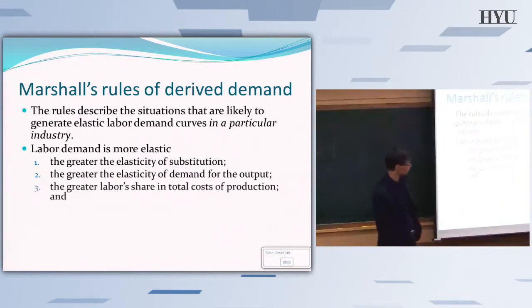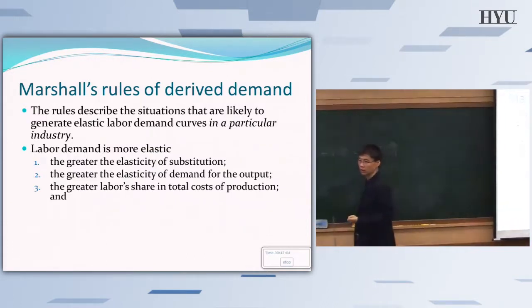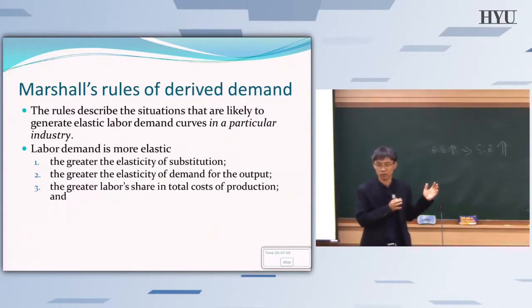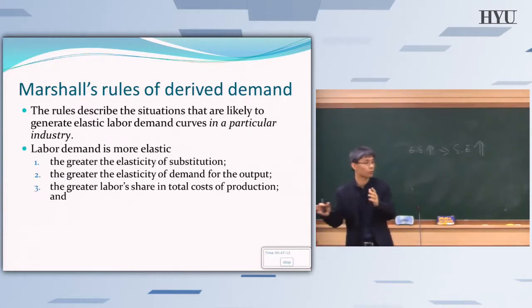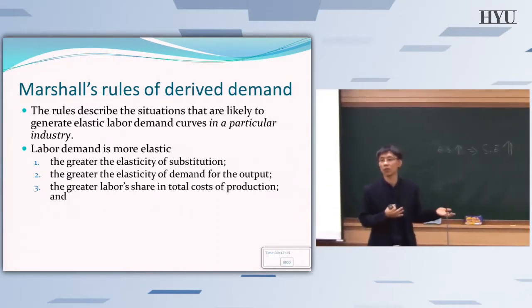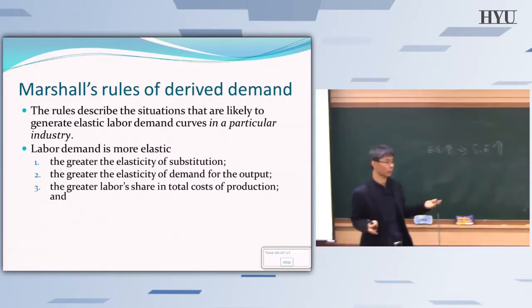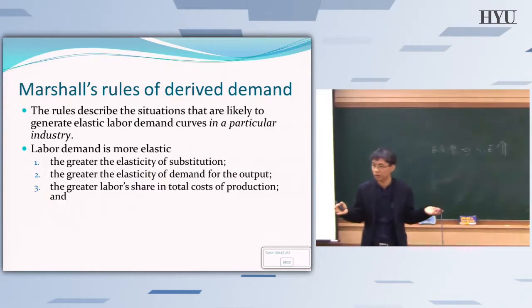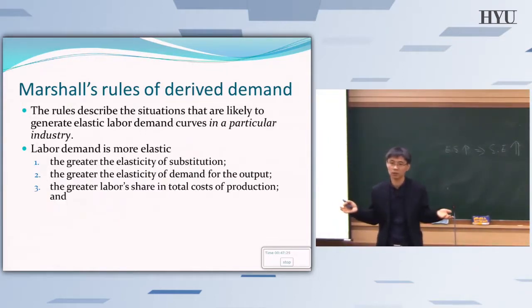Third, the greater labor's share in total cost of production. Let's say you use capital and labor, so your total cost consists of two things, labor cost and capital cost. Think of a situation where labor cost is very small. You don't actually need many people; you use mostly machines to produce things. Wage goes up in this industry, and the marginal cost will go up, but not by much, because it's mostly capital cost.